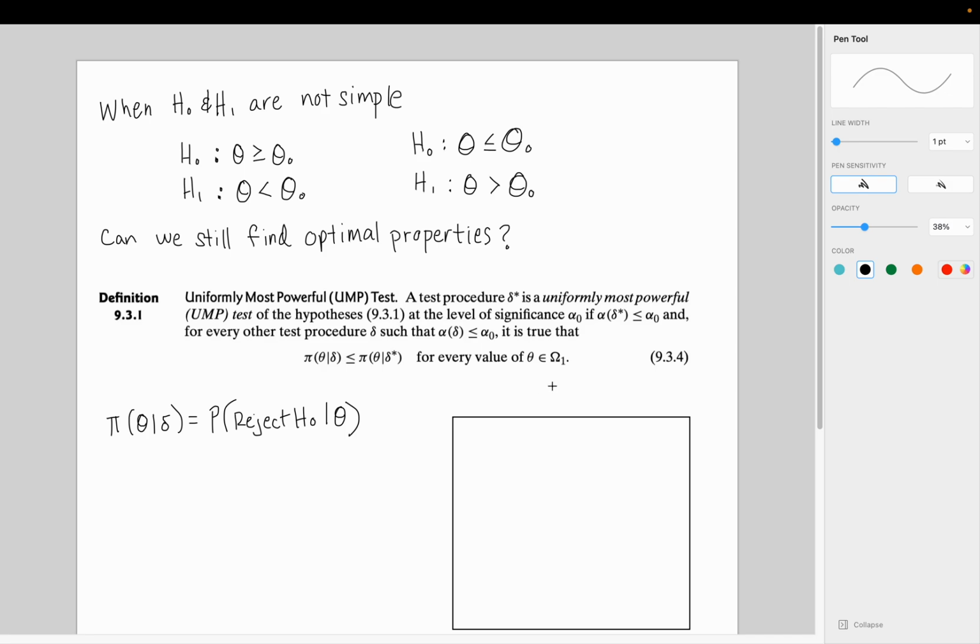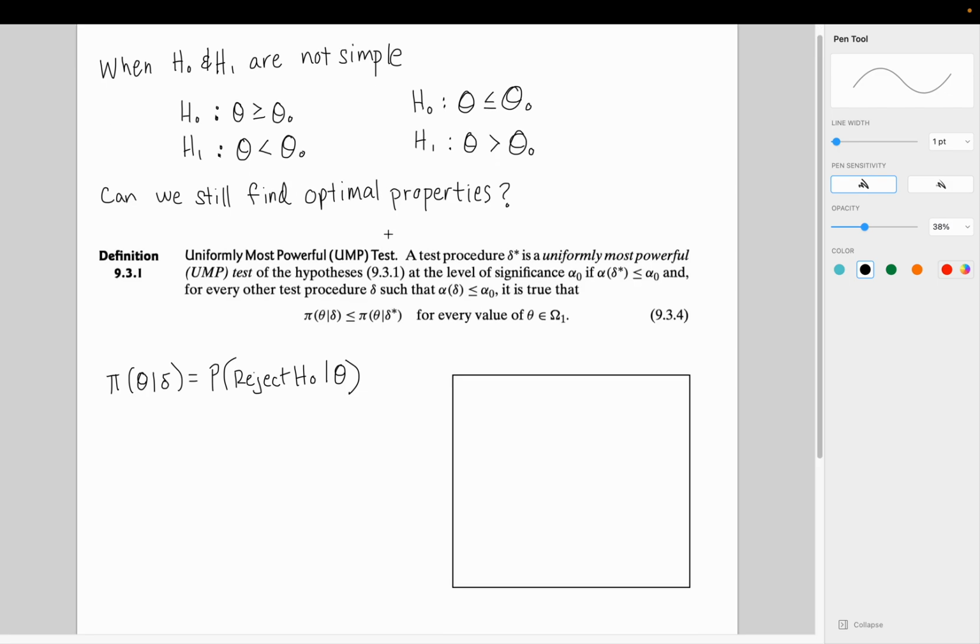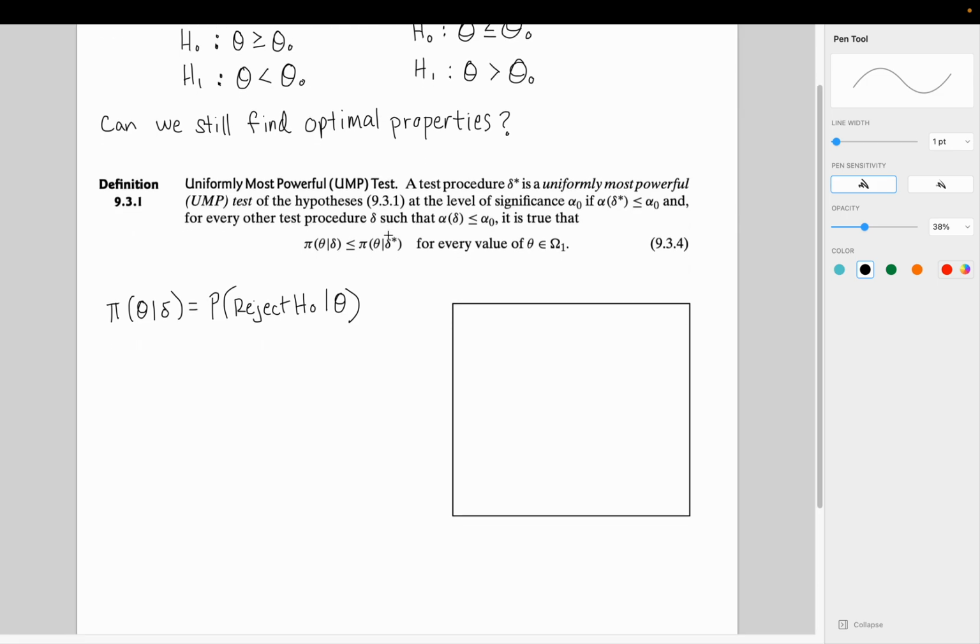It's not about all possible hypotheses beyond simple versus simple. It's really just about one-sided tests, the two types of structures that we have here at the top. So that's what we're focusing on in section 9.3, just these structured hypotheses and what optimal properties we can still find. Now, before we dive too far into optimal properties, we need to introduce a new concept called a uniformly most powerful test.